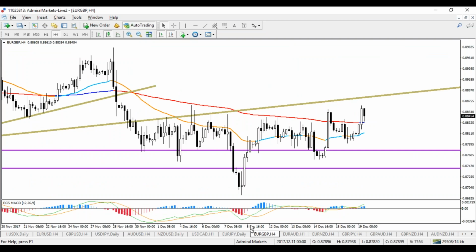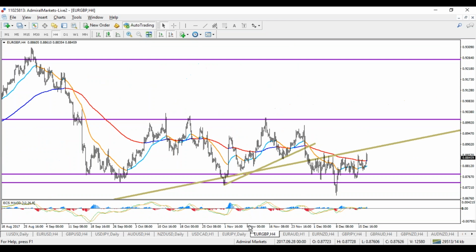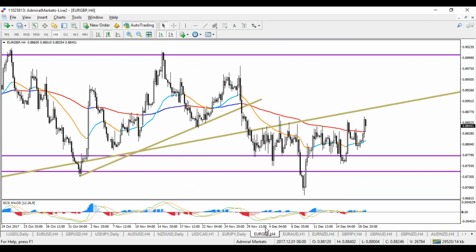Euro pound looks awfully messy to me. I just don't see anything really interesting in such a low volatility, slow moving pair.